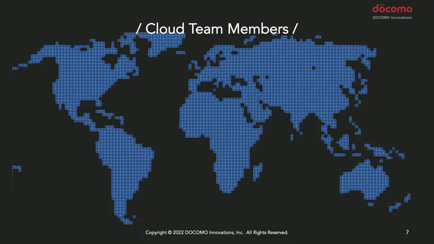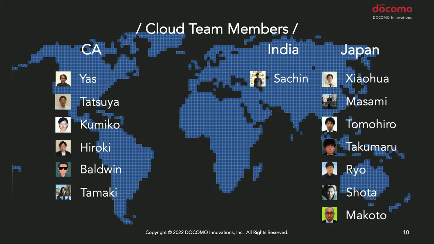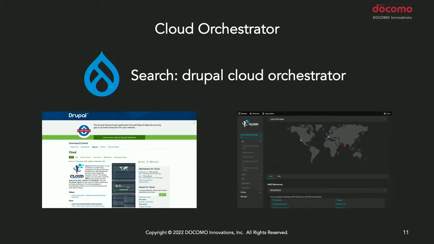So here is our team. Our team members are globally distributed in California, India, and Japan. Our cloud team is designed as completely virtual, so the team is sustainable during the past hard time. So this is what we are developing.